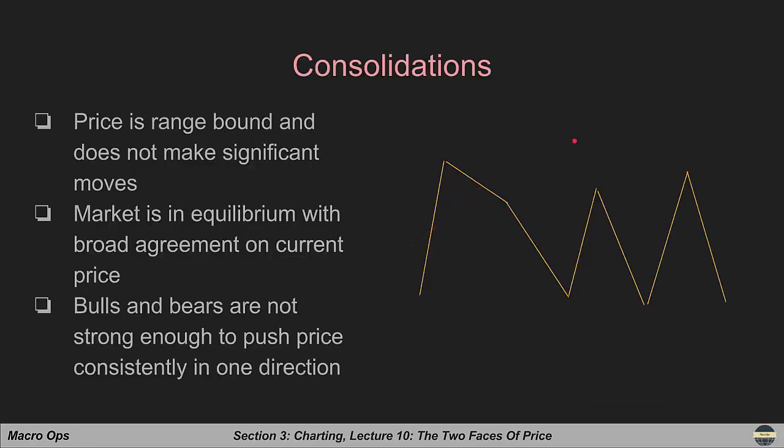And so during these consolidations, price is range bound and is not making any significant moves. It's just moving back and forth, oscillating around an equilibrium or a mean. That's because the market's in broad agreement on the current price, or the bull narrative or bear narrative is not consistently strong enough to push price in one direction for an extended amount of time.